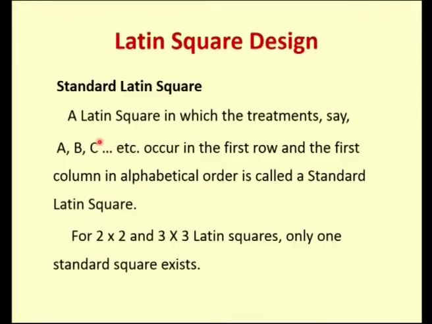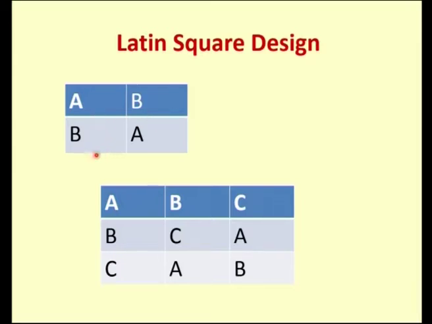And we have a standard Latin square, a Latin square in which the treatments, say for example A, B, C etc. occur in the first row and the first column in alphabetical order. Then we call it a standard Latin square design. For example, in the case of 2 cross 2 and 3 cross 3 Latin squares, we have only one standard square. So, that is here A, B and B, A.